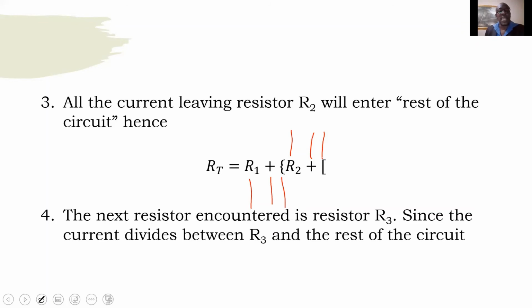Next. The next resistor that we encounter is R3. So we're just going to write R3. And since the current divides between R3 and the rest of the circuit, we're going to use our parallel lines. Now let's put those in. So we start again. R1 is in series with the rest of the circuit. R2 is in series with the rest of the circuit. And R3 is in parallel with the rest of the circuit.